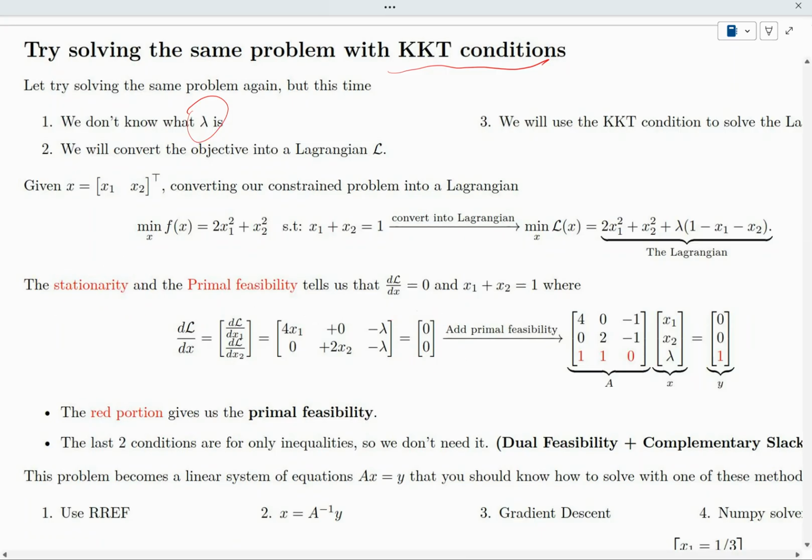Now let's add another condition, which is the primal feasibility. The primal feasibility is saying that x1 plus x2 is equal to 1. So here's x1 times x2 and no lambda is equal to 1. So essentially, we can combine the three conditions. We have the first condition from stationarity and the second condition from primal feasibility. And now this becomes a problem that looks like Ax equals y.